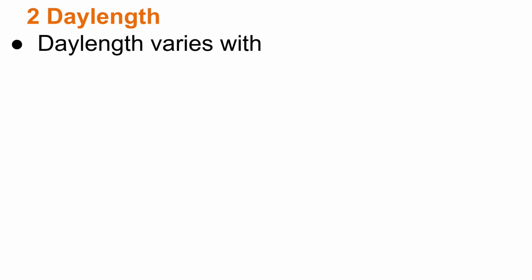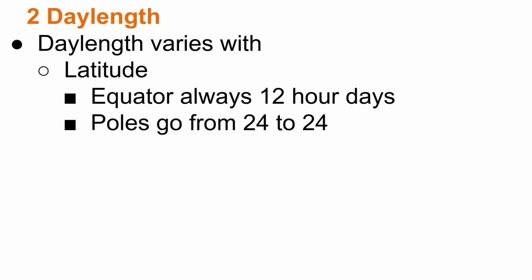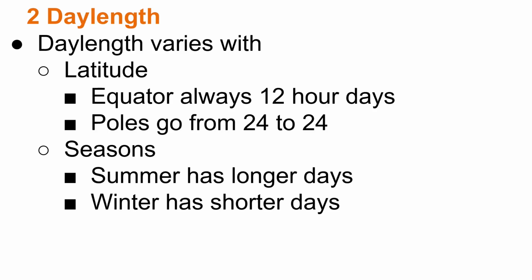Day length. Day length is the length of the day. Day length varies with latitude. The equator always has 12-hour days. The poles go from 24 hours of daylight to 24 hours of darkness over the course of a year. So day length varies with latitude. Day length varies with the seasons. Summer has longer days, winter has shorter days. So two aspects of day length. Day length is controlled by the combination of what time of the year it is and what's your latitude.